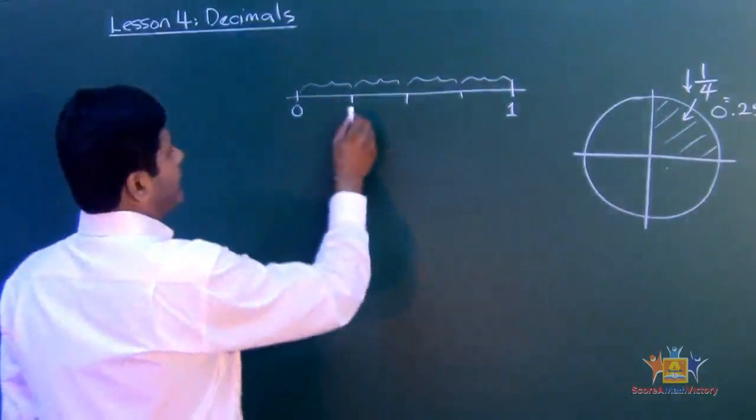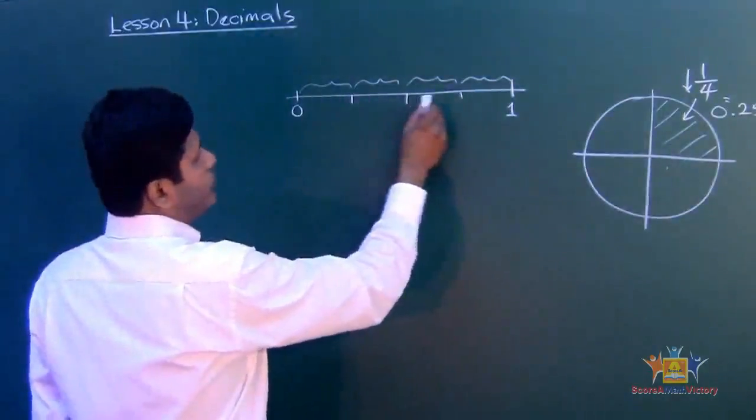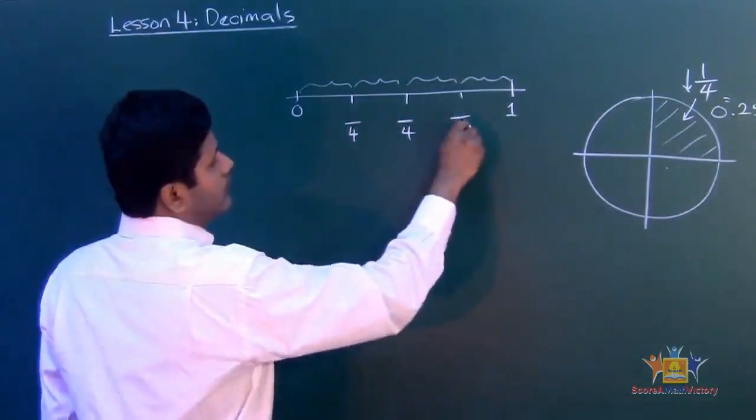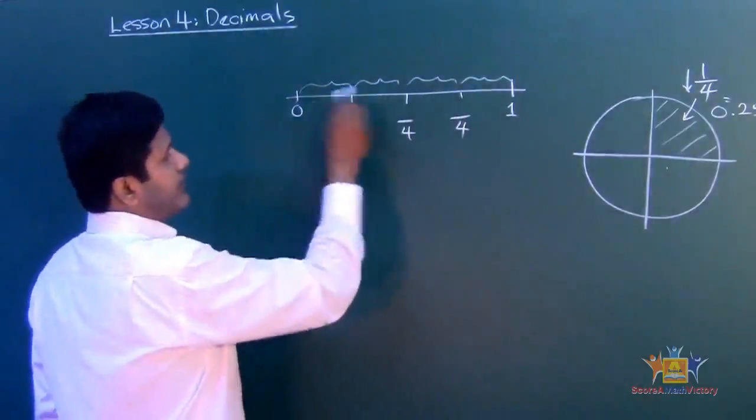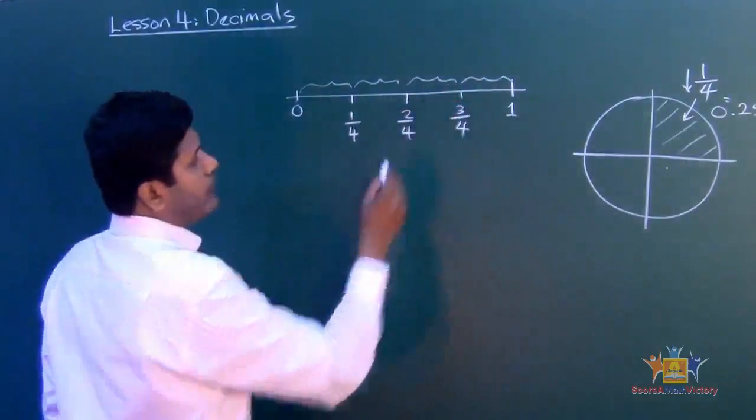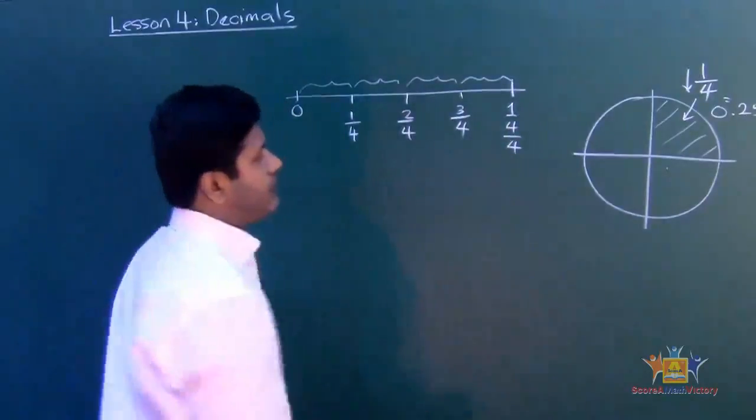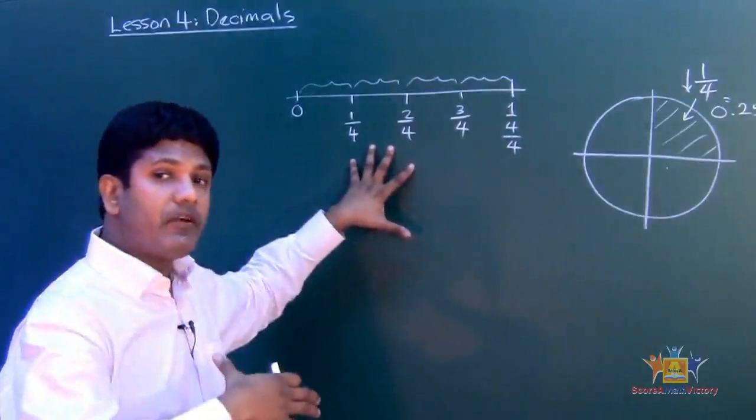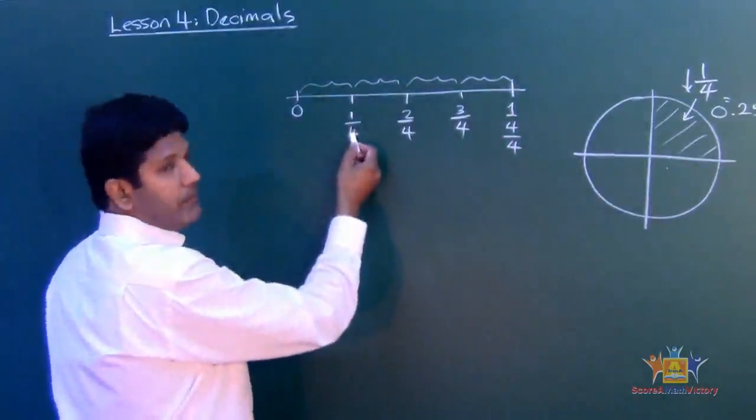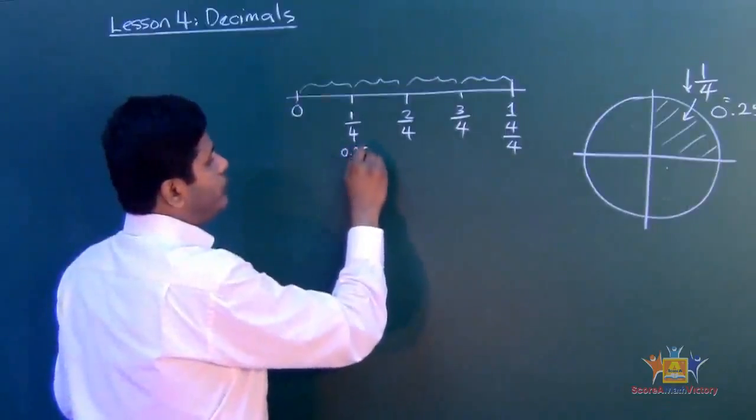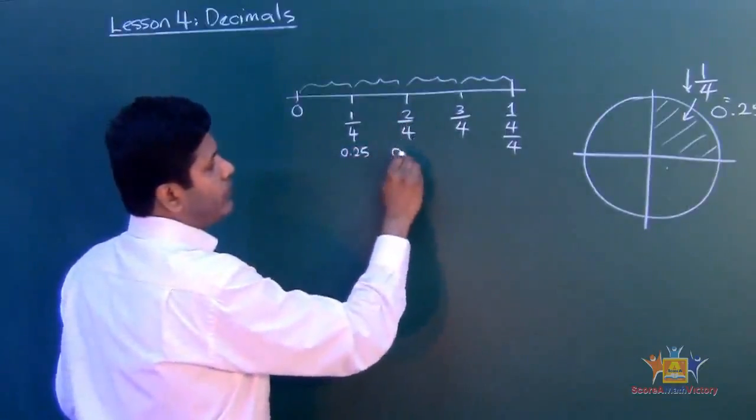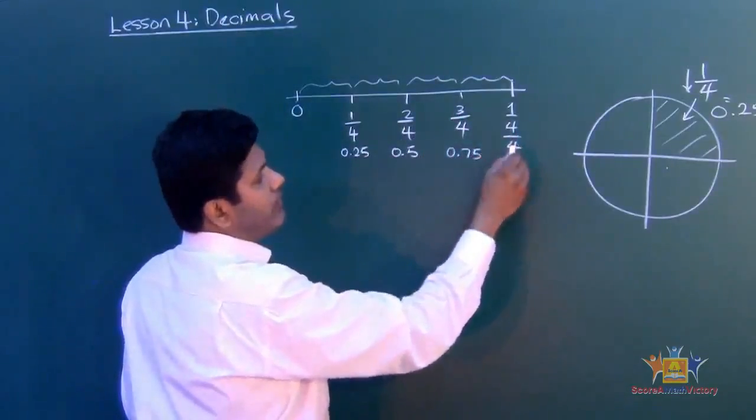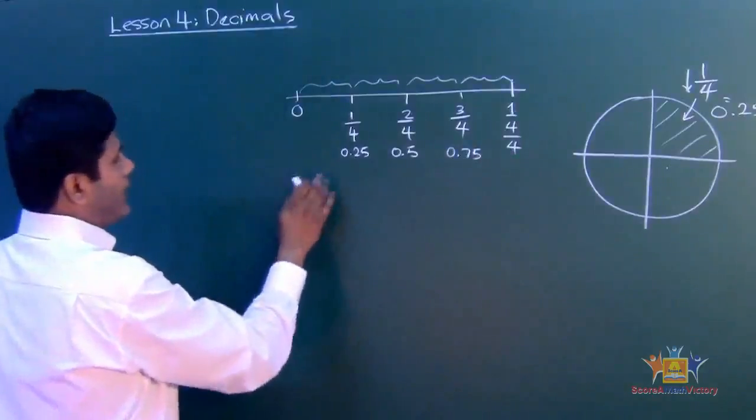So we know that, how many parts are there? 1, 2, 3, 4. So that means if I put it in the form of fraction, all will have 4 as the denominator. The first one is 1 over 4, the second one is 2 over 4, the third one is 3 over 4, and the fourth one is 4 over 4, which is 1. But this is expressed in the form of fraction. If I express it in the form of decimal, what do I do? I divide. 1 divided by 4 is 0.25. 2 divided by 4 is 0.5. 3 divided by 4 is 0.75. 4 divided by 4 is 1. See that? So now we got it in the form of decimal.